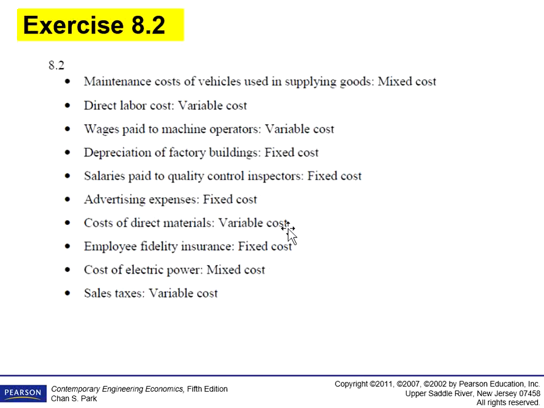Cost of direct material is a variable cost. Insurance is a fixed cost. Electric power is a mixed cost. Why is it a mixed cost? When you see your electricity bill, even if you switch off, let's say, your meter, still at the end of the month you get some cost. That is, let's say, for a meter rent plus how much electricity you use.